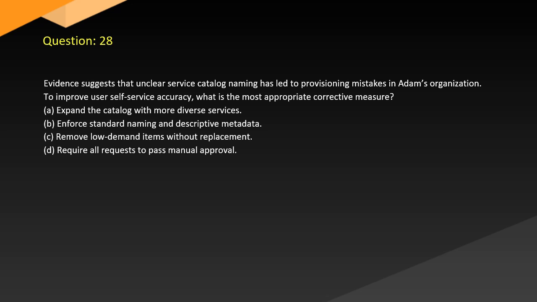Question 28. Evidence suggests that unclear service catalog naming has led to provisioning mistakes in Adam's organization. To improve user self-service accuracy, what is the most appropriate corrective measure? A. Expand the catalog with more diverse services. B. Enforce standard naming and descriptive metadata. C. Remove low-demand items without replacement. D. Require all requests to pass manual approval.